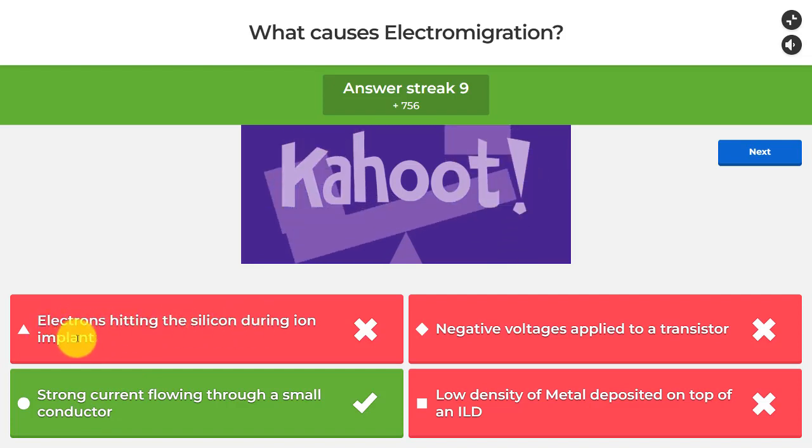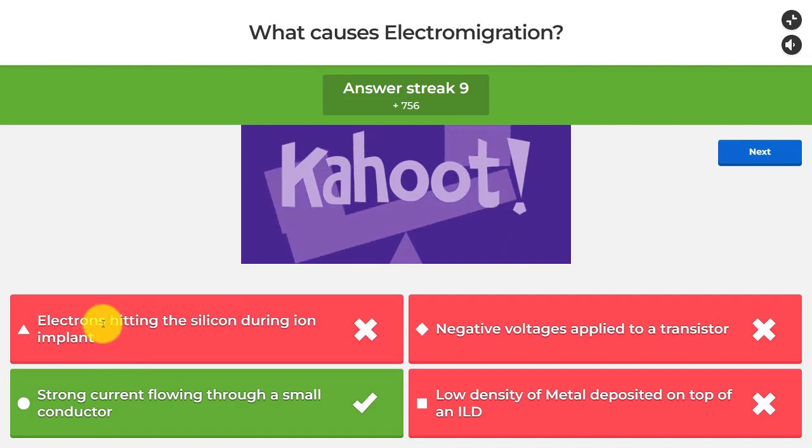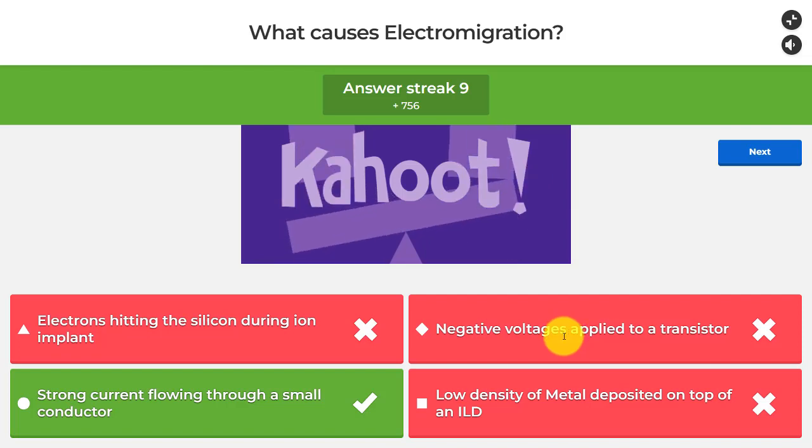Electrons hitting the silicon during ion implant? No. Electromigration is a reliability problem during operation. It's not a problem during manufacturing. Negative voltages applied to a transistor, well, that will also cause all kinds of problems, but not necessarily electromigration problems. And low density of a metal deposit on top of an ILD, again, that's a problem that has to do with the CMP, but that's during processing. So the only one that's right is strong current flowing through a small conductor.